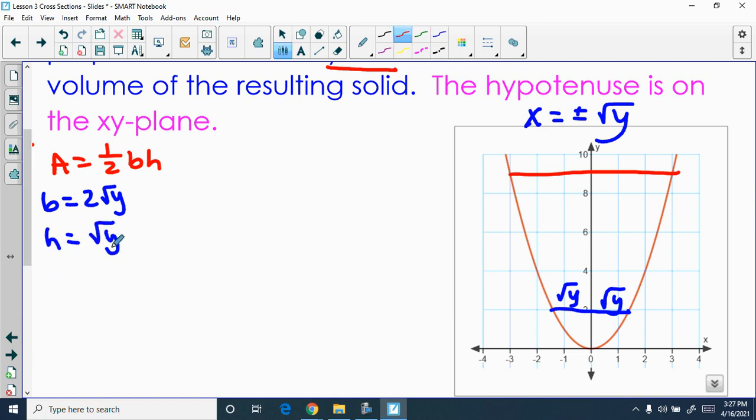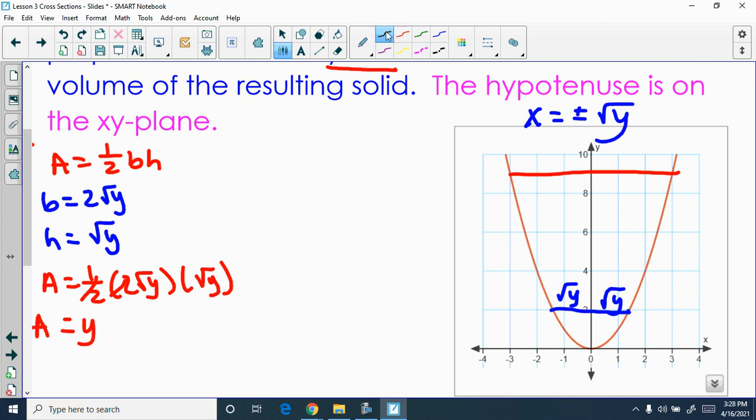And I'm going to plug that into my area equation. So I've got 1/2 times 2 square root of y times the square root of y, which gives us 1/2 and 2 canceling. The square root of y times the square root of y is y. So our area formula is just y.